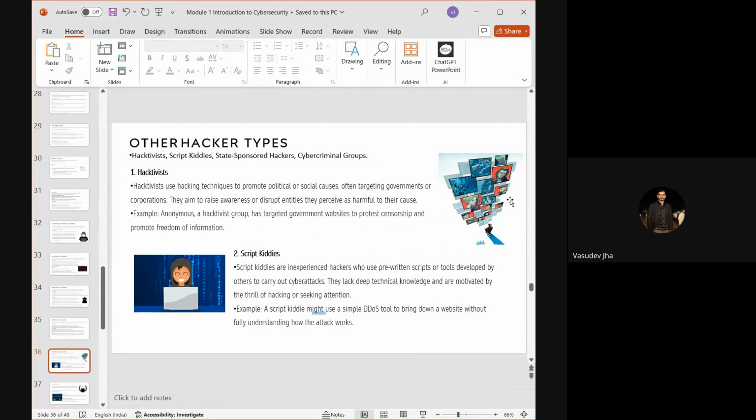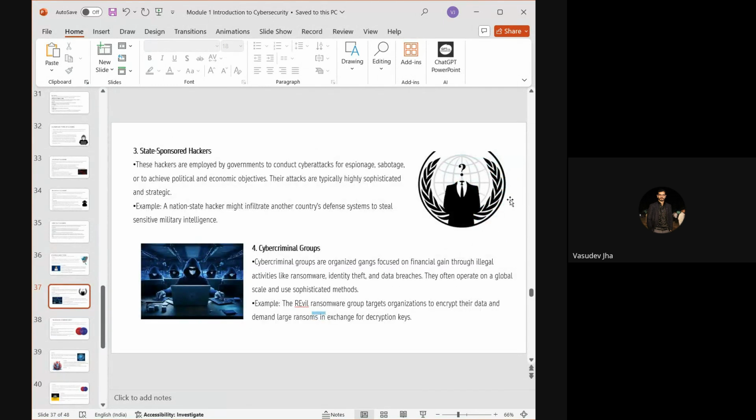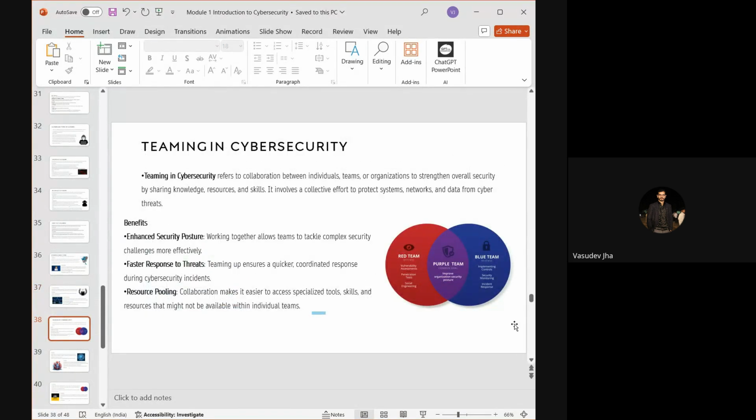Then we have hacktivists, script kiddies, which I already explained, state sponsored, and cyber terrorist groups. We have time. In 5 minutes, we will try to understand these three things. In cybersecurity, we have three teams: red team, blue team, and purple team.